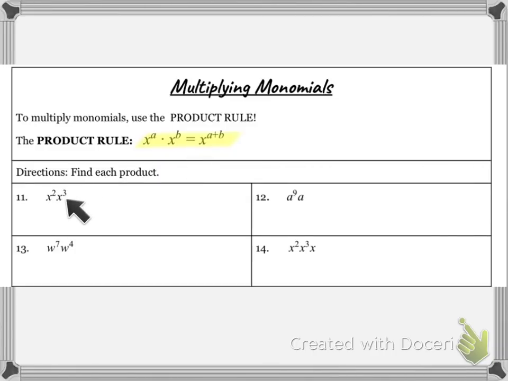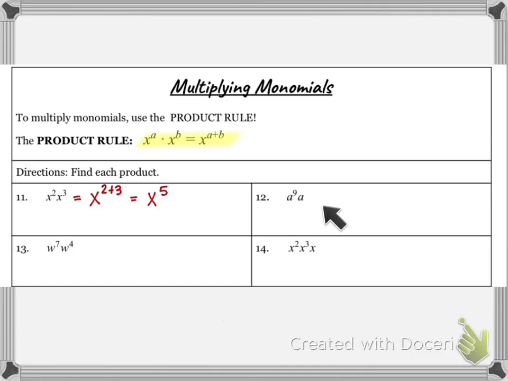We have an x and an x, right? According to the product rule, and product, remember, means multiplication. When they're put together like this, right next to each other, that means they're multiplying. So x squared times x to the third. Well, we can add 2 plus 3. So it's going to be x to the 2 plus 3, which is x to the fifth. 2 plus 3 is 5. Okay, and that's it. What about this next one?